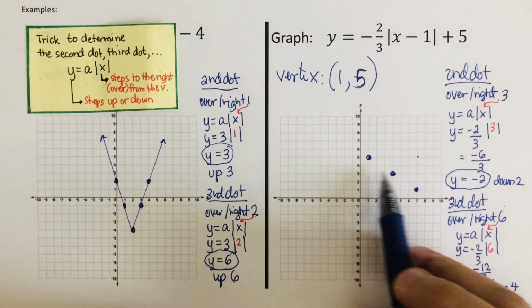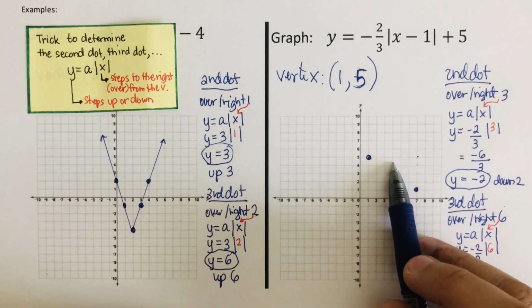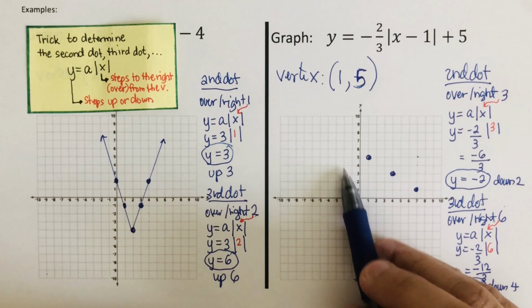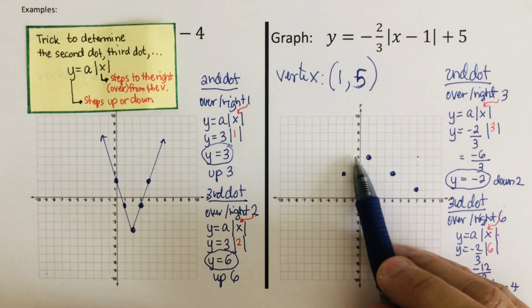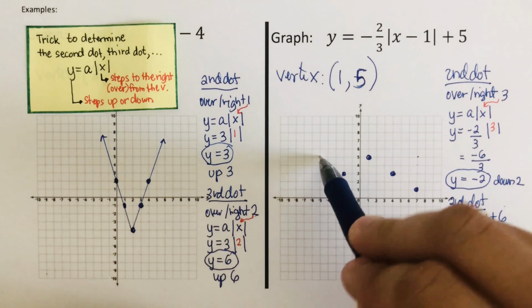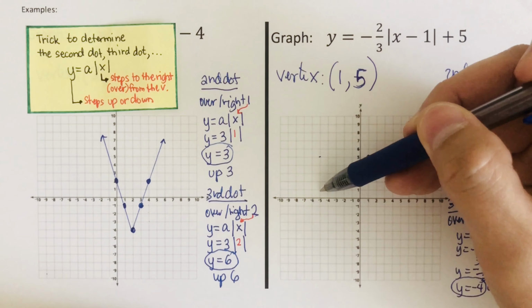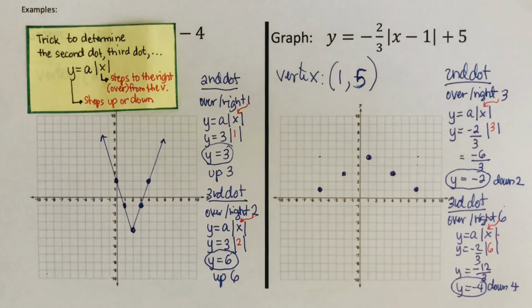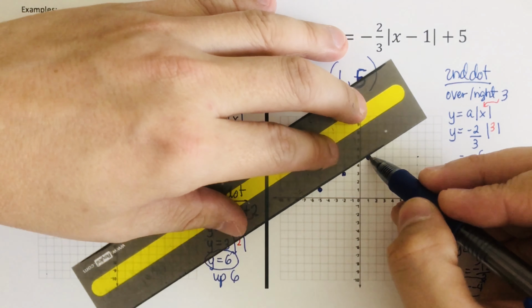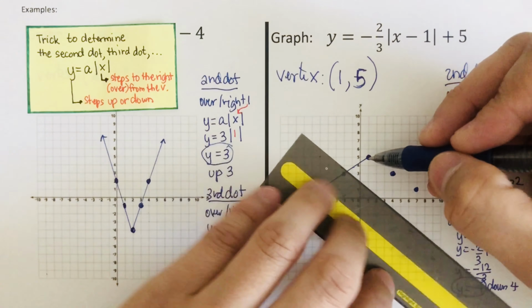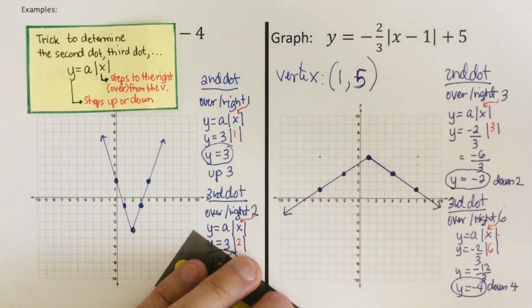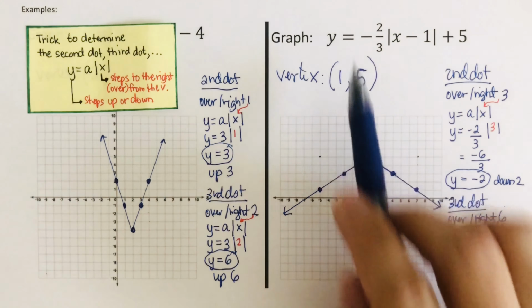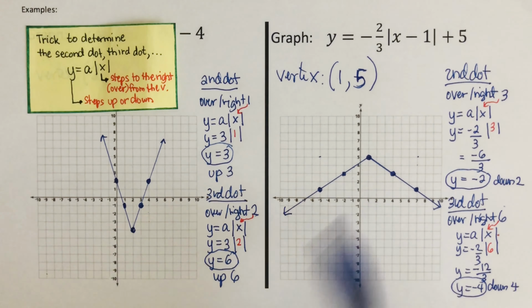So we do exactly the same thing here on the other side. That's 1, 2, 3, 1, 2. So this is the dot. And then again, we go 6 and down 4. So from the vertex, 1, 2, 3, 4, 5, 6. And then down 4. 1, 2, 3, 4. So this is where the third dot is sitting. And so from here, we can connect the dots together and put an arrowhead at the end of the line. And this is the graph for this equation right here. Did you get the same graph as this?